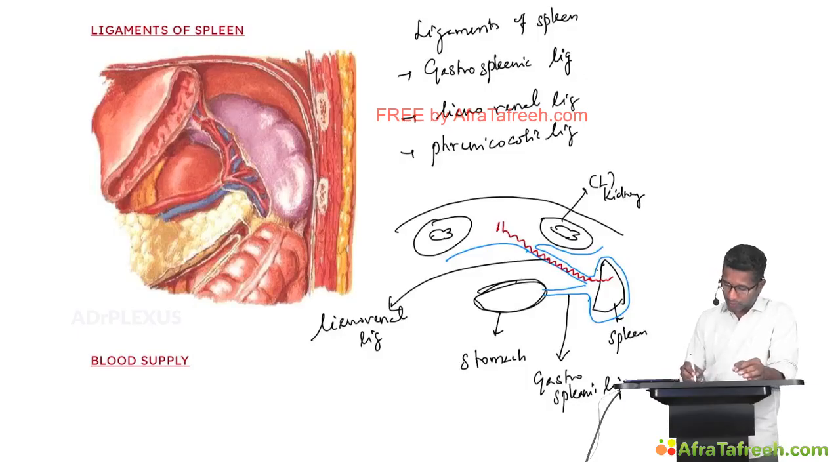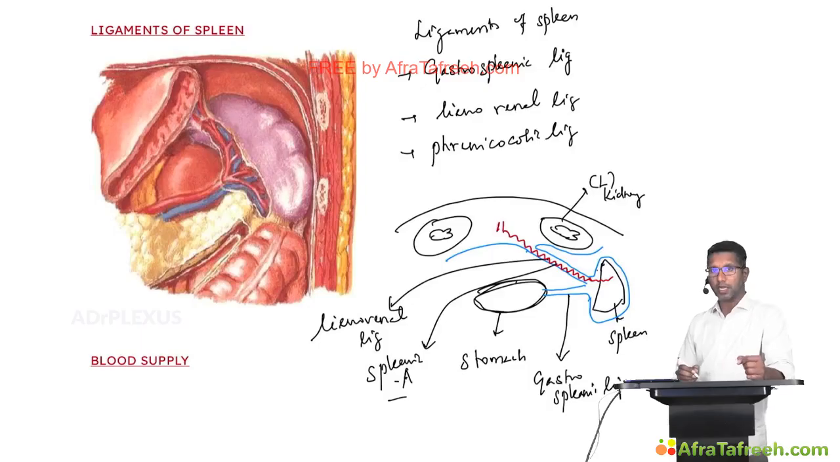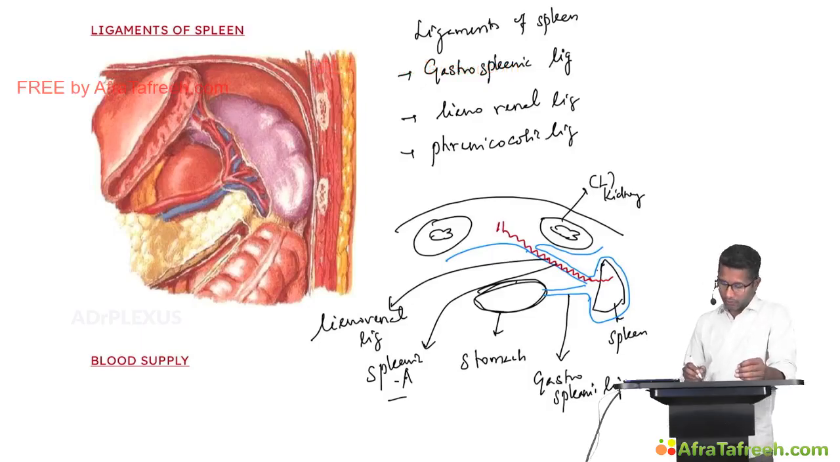splenic artery. So what is this artery? The artery which is running here is called as a splenic artery. Okay, so from the splenic artery, there are certain branches which run through the gastrosplenic ligament and supply the stomach.